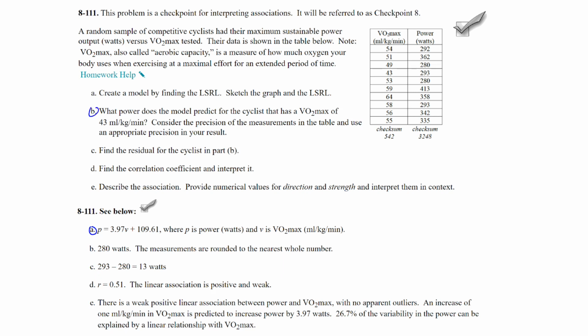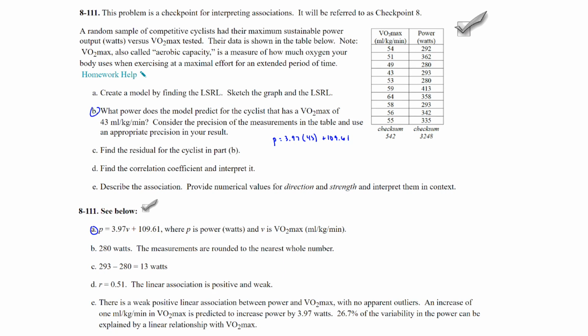And then part B, it says, what power does the model predict for a cyclist that has a VO2 max of 43? Consider the precision of the measurements in the table and use an appropriate precision in your result. So I went ahead and set up the equation and plugged 43 in for x because that represents our VO2 max. And we get a value of 280.32. But if you look at all your units of the power, they're all rounded to the nearest whole number. So when we go to write our answer, we will say it's 280 watts.